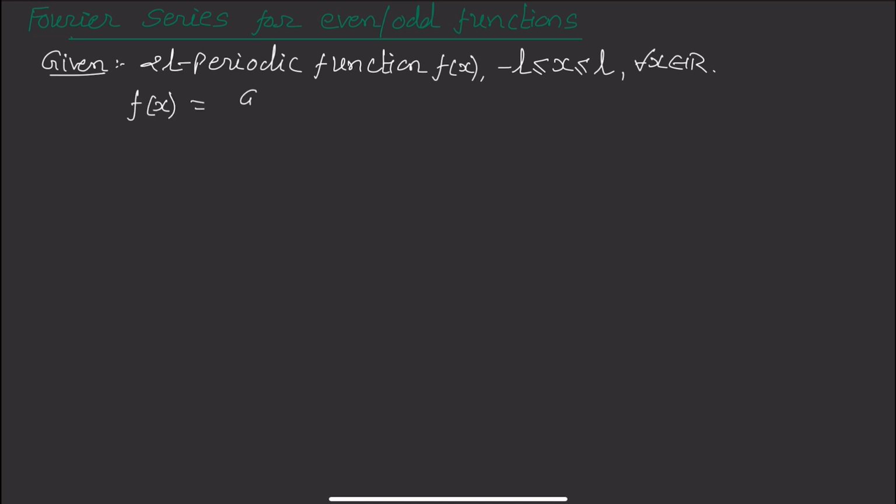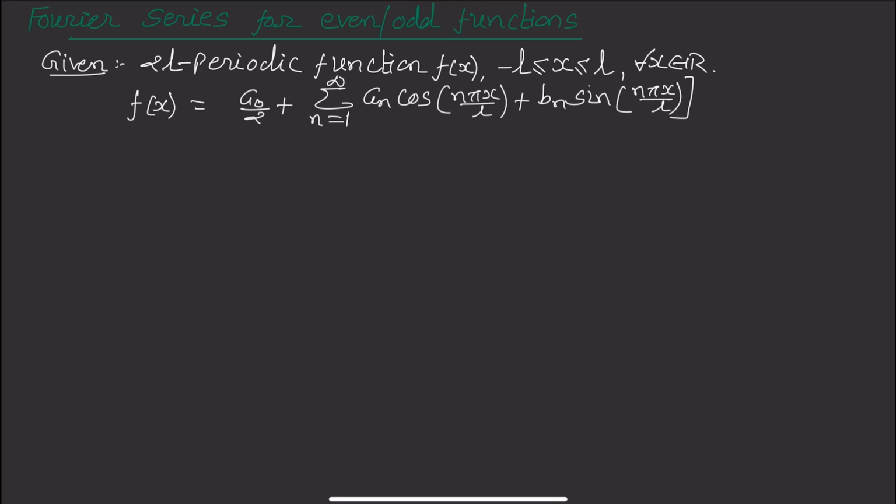Is this f of x equal to a0 by 2 plus summation n from 1 to infinity an cos n pi x upon L plus bn sine n pi x upon L. You know this thing, where what is a0? A0 is 1 upon L integration over minus L to L f of x dx.